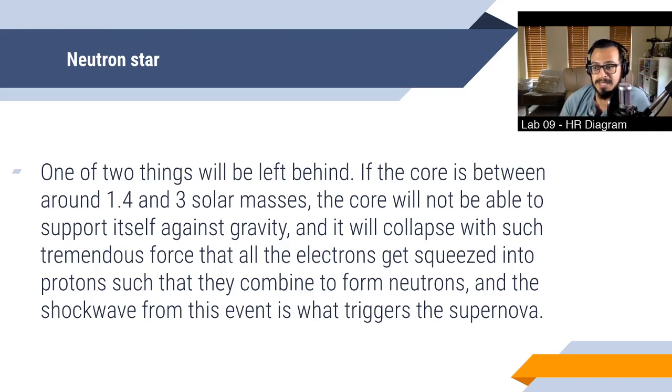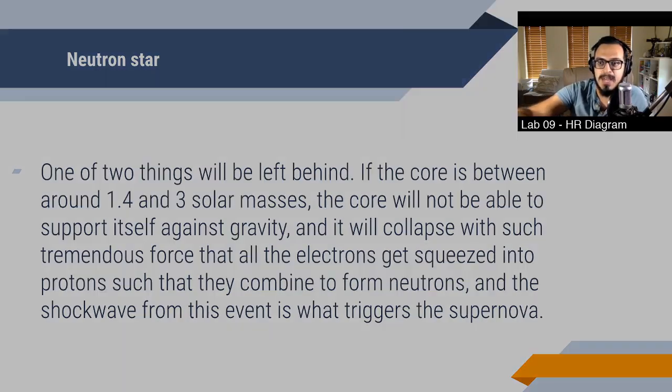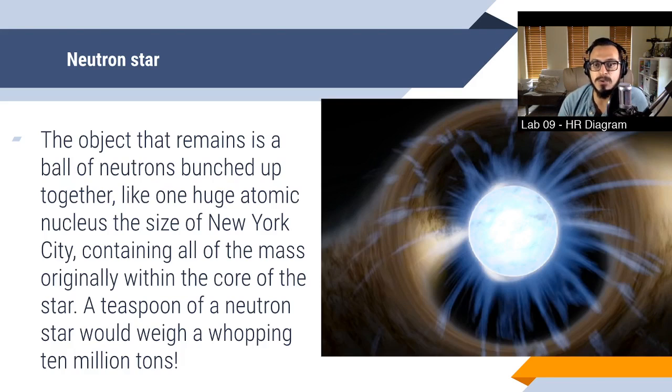One of two things will be left behind. If the core is between around 1.4 and 3 solar masses, the core will not be able to support itself against gravity, and it will collapse with such tremendous force that all the electrons get squeezed into protons such that they combine to form neutrons, and the shockwave from this event is what triggers the supernova. Now it's important to remember these numbers: 1.4 and 3 solar masses. They will generate what's called a neutron star.